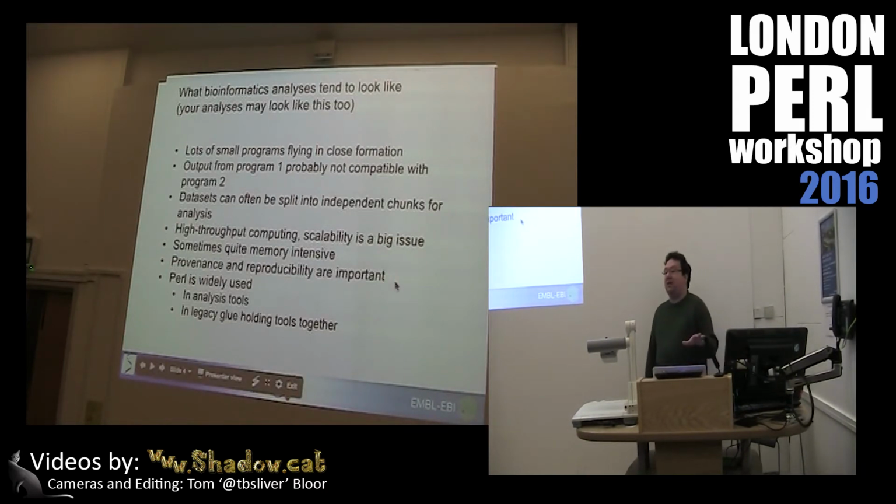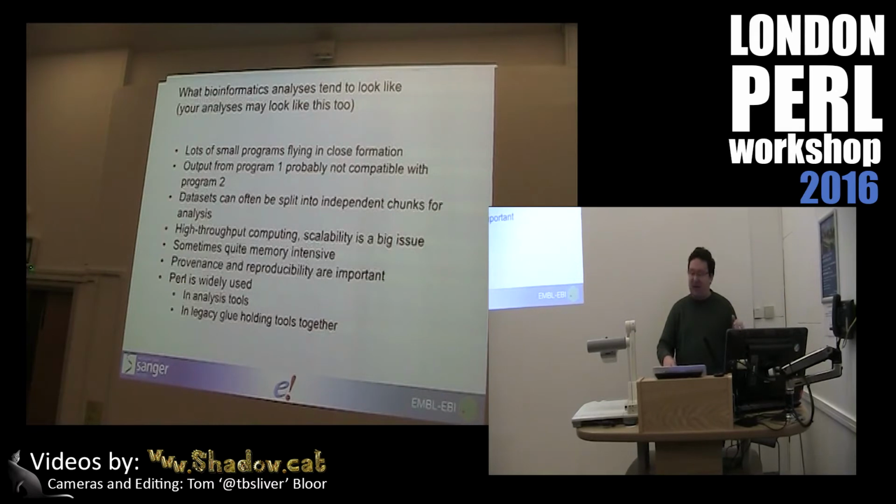Provenance and reproducibility are really important to us, in the sense that a lot of the work that people do, if you're going to publish a paper about work you've done a year ago, you're like, oh wait, how did I do that? Then the reviewers are going to come back and say, well, which version of the software did you use? Which version of the database download did you use? So being able to go back and figure that out is really important.